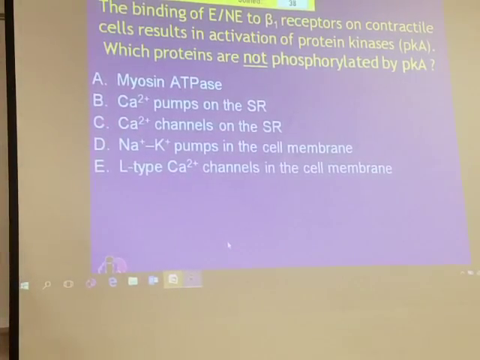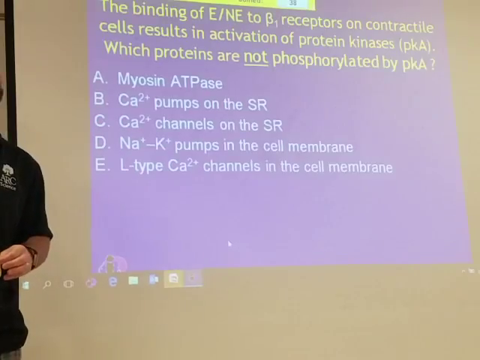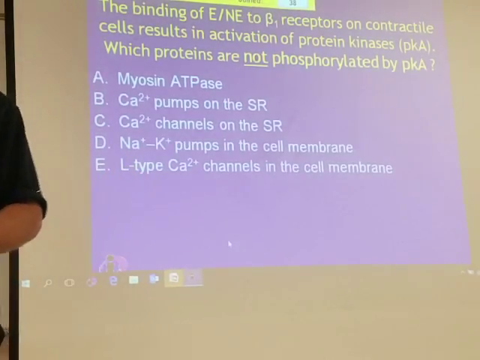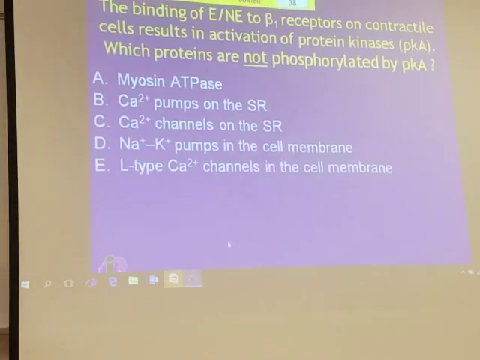Calcium channels on the SR, to release more calcium for a stronger contraction. L-type calcium channels. Same purpose, but you have two sources of calcium, right? And we're increasing the amount of calcium coming from both. Bring in more from the ECF through the L-type channels, more from the SR from the calcium release channels. And sodium-potassium pumps are ineffective. Constant.